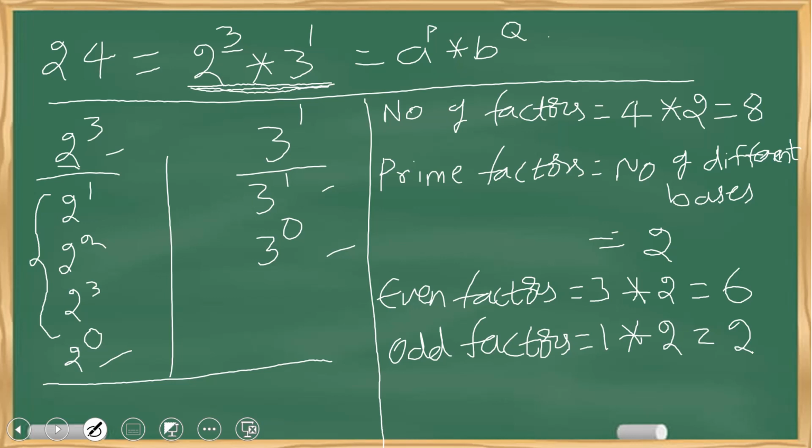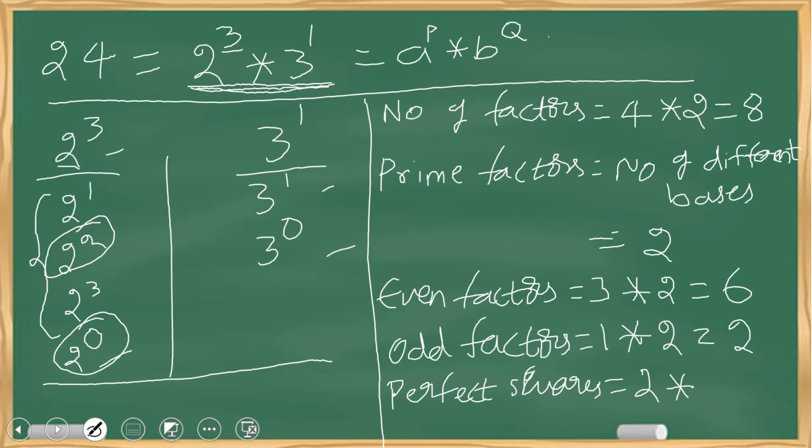Understand the point here? And how many are perfect squares? Now, in 2 cube, how many are perfect squares? 2 power 2 as well as 2 power 0. So 2 perfect squares are there in combination with only 1, 3 power 0. That is equal to 2 perfect squares. Do you understand the concept here?